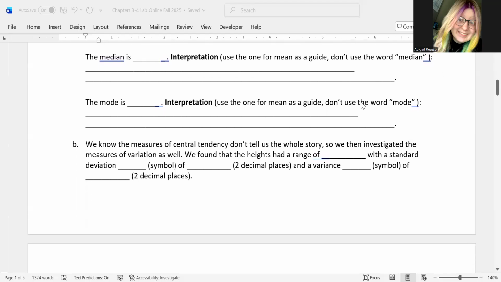Then we also talked about spread. So again, make sure that you are using the correct symbols for your standard deviation and variance. And then range, again, we don't have a special symbol for that.